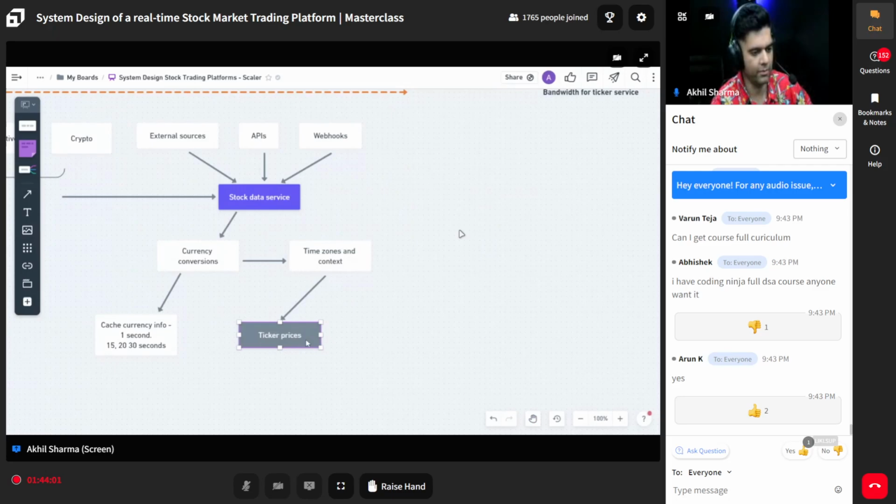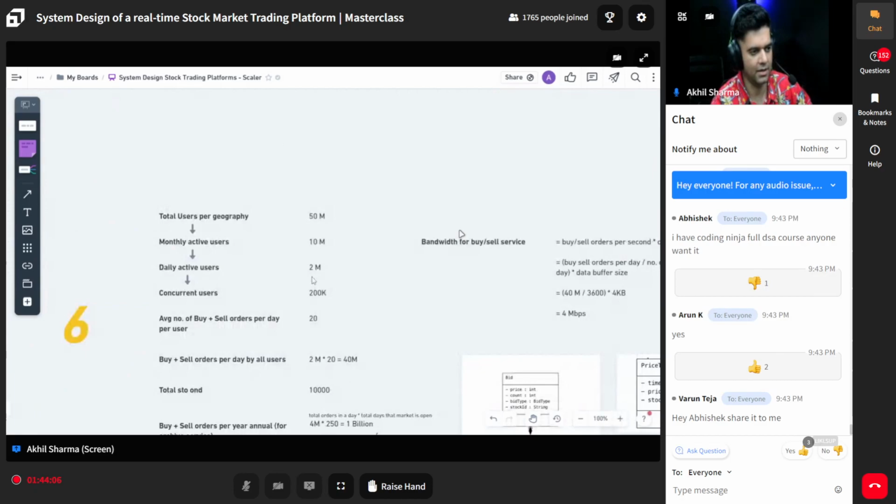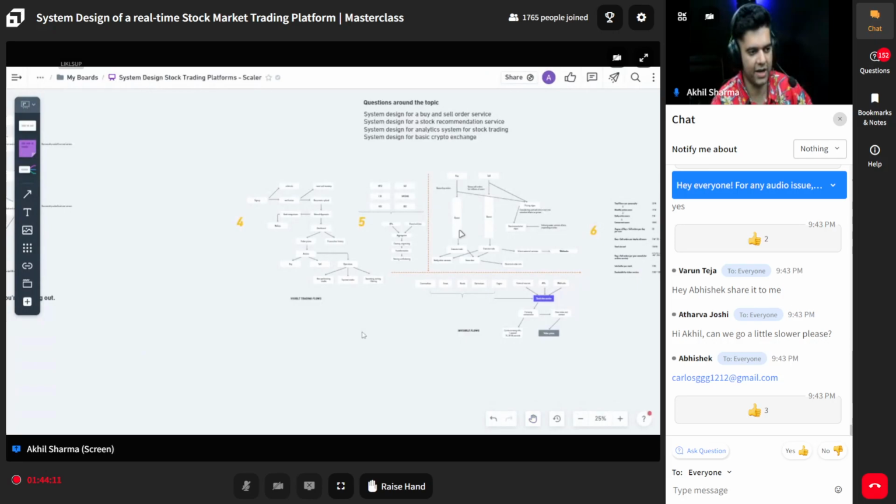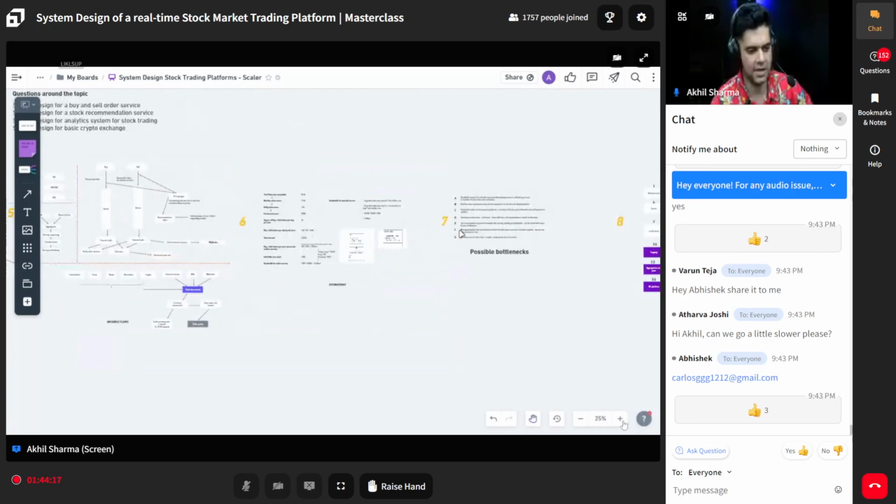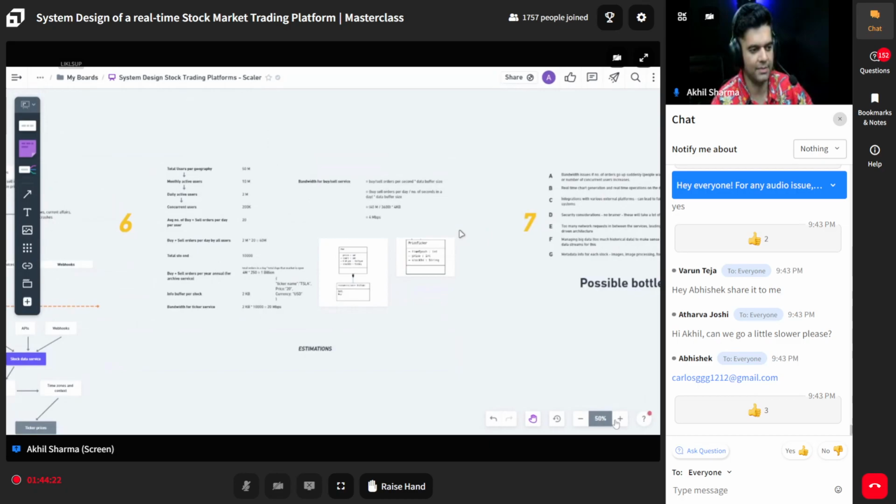Okay, so you get that information in ticker prices, and then you have estimations. So estimations basically mean, okay, you've done visible trading flows and you've done invisible trading flows, right? These two steps are done. Whenever you're in a system design interview, those are the two steps you want to do before you start with everything. Then you want to estimate. Now, estimations, as the name suggests, are estimations or assumptions.